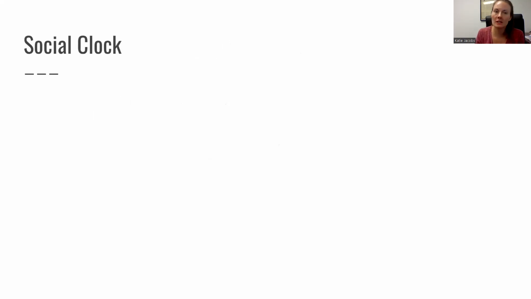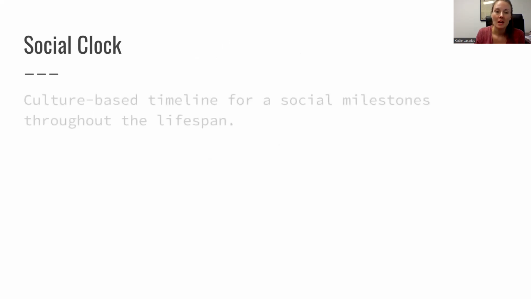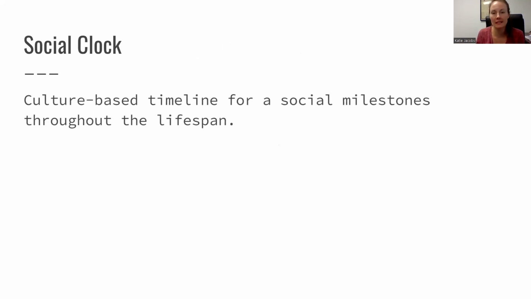And so a related construct that was not in our module materials, but has been a part of other textbooks that I've used in the past, is this concept of a social clock. A social clock is basically a culture-based timeline for social milestones throughout the lifespan. So for example, people might expect you to go to college after high school or not, or they might expect you to get married or have kids, depending on what culture or cultures you are a part of. There are different expectations for different parts of a life. And so they'll say that you're on time if you're meeting those milestones like people think you should, and off time if you don't follow this cultural expectation.